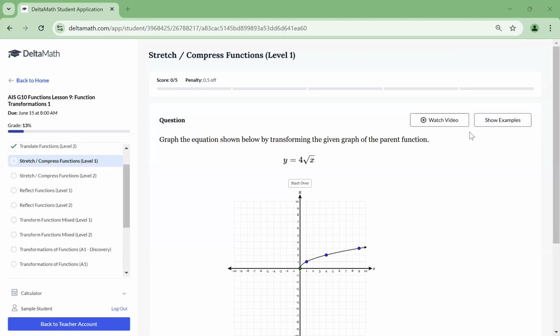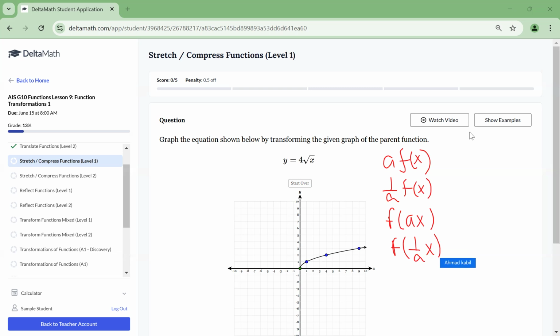Hello and welcome to this video in which we shall attempt stretching and compressing functions level 1. So there are also 4 possible stretches to a function. So a f of x, 1 over a f of x, f of ax, and f of 1 over a x. This is also f of x over a. These are the same thing.